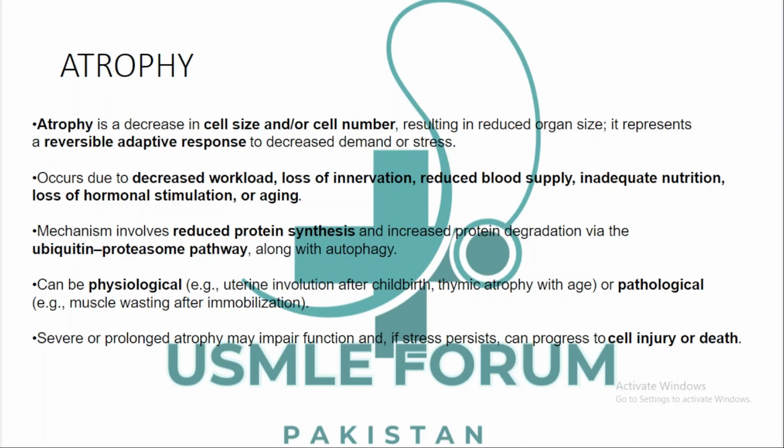That's it. I explained the pathological type of atrophy as an example of the stroke patient already. Okay. So severe or prolonged atrophy may impair function. Yeah, that's a very simple concept. If you're not using a muscle or some cell for a longer time, of course it will lead to the atrophy, and if the atrophy is prolonged, then it will lead to the impaired function of the cell, and this leads to the cellular injury or cell death.